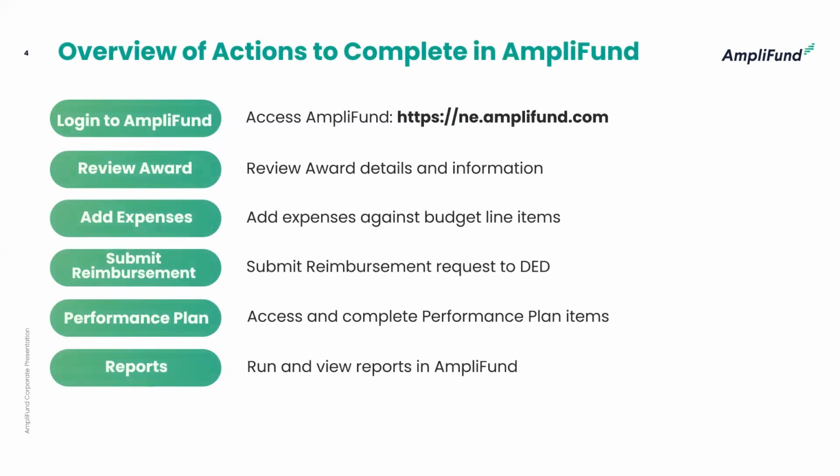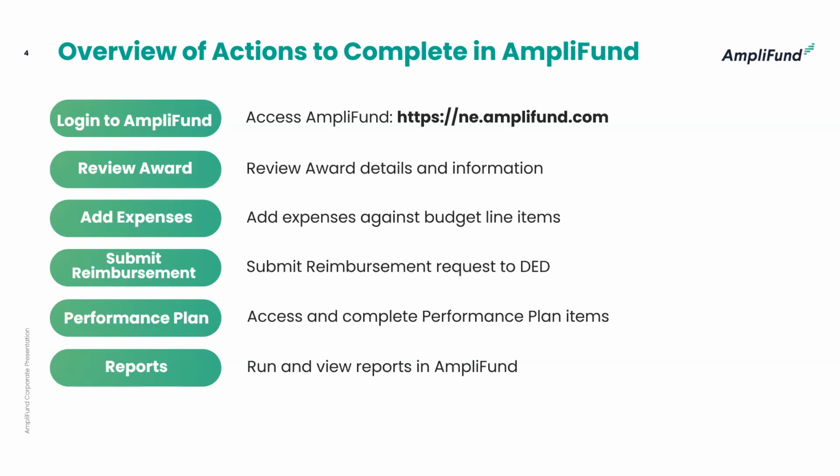And speaking of URLs, the URL with which to access your Amplifund account is going to be ne.amplifund.com. So anytime you need to log into your organization's Amplifund account to manage your awards, you'll access ne.amplifund.com. You'll type in your username and password, and you'll be able to log in. Now, some of us may already have our awards in Amplifund. We may be managing awards from prior years. Go ahead and type in your existing credentials. If you don't remember your password, there is a forgot password option that's available to you as well.